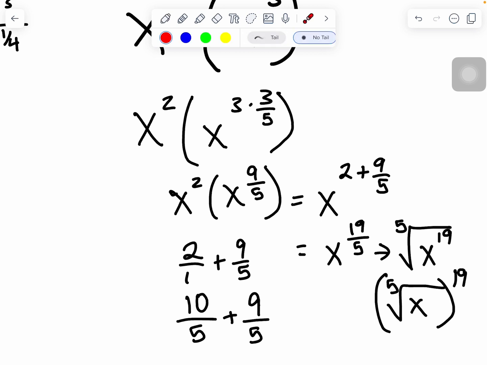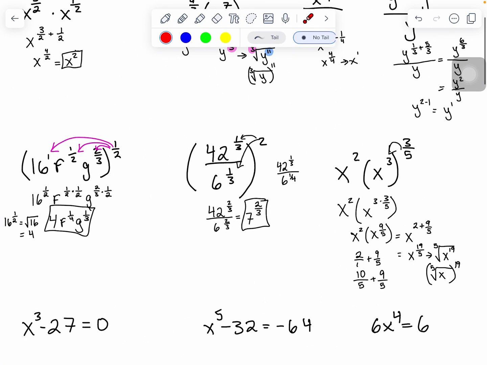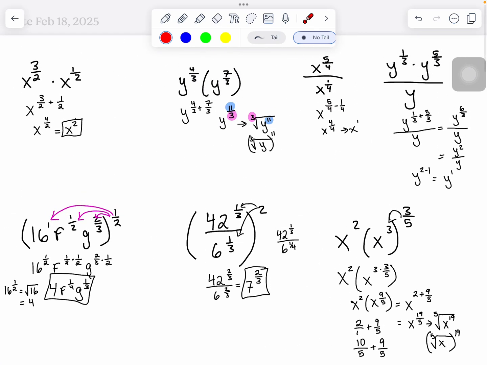So that is how we applied exponent laws to rational powers, or fraction powers. The process remains the same. If we multiply the two bases, we add their exponents. If we divide, we subtract. If we're raising exponents to an additional power, we're going to multiply those exponents.